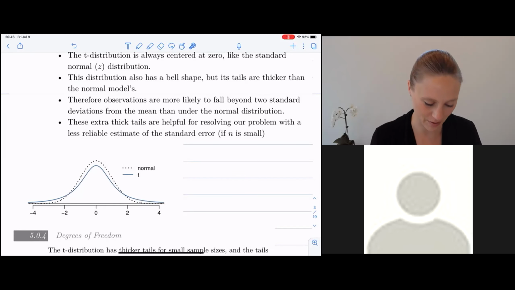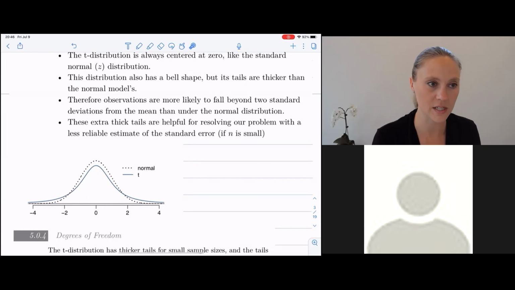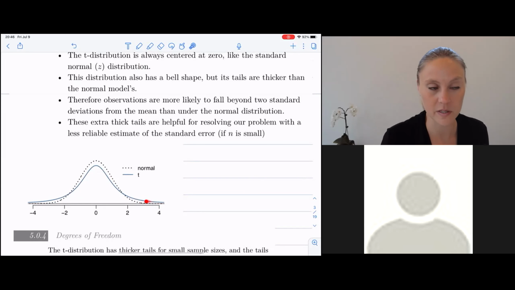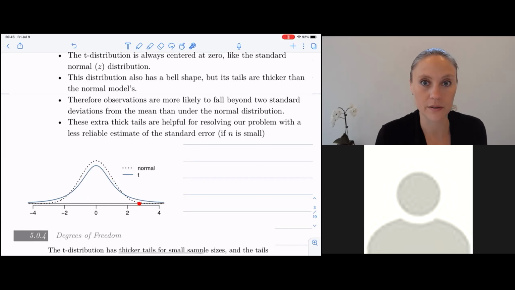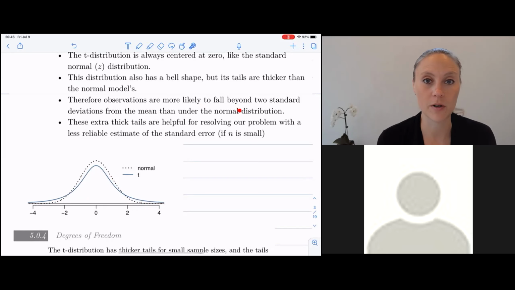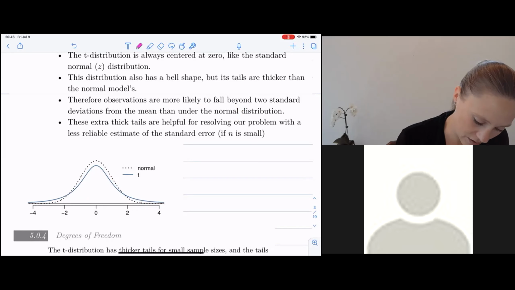And so it still has that same shape, except now the t distribution is this solid blue line here, or the colors didn't come up too nicely. So we've got this solid line, and that's the t distribution, and it just makes a little bit more room in the tails. So we say that they are thicker, right? Therefore, observations are more likely to fall beyond 2 standard deviations from the mean, or rather standard errors from the mean.